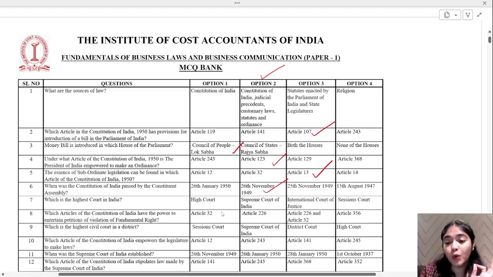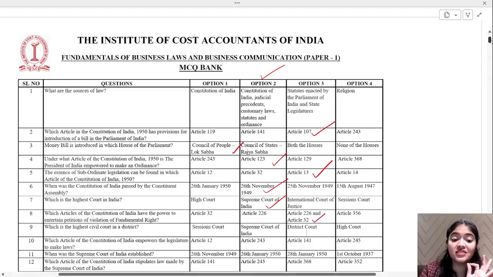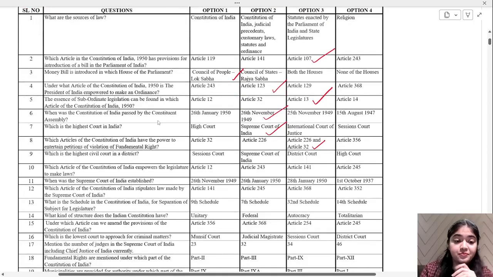Which is the highest court in India? You know it very well. Yes, Supreme Court of India, option number 2. Which article of the Constitution of India gives the power to entertain petitions for violation of fundamental rights? Where will the fundamental rights be entertained? Article number 226 and 32. You have to remember this one. This is very important for you people.